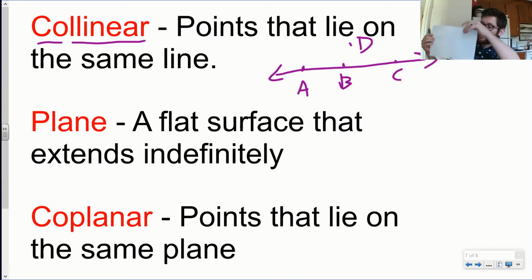Again, it would look something like this, where we end up with A, B, and C all being on the same plane. Now I could have an additional point. We'll say the tip of this pen would be a point. If I had an additional point out here, this would not be coplanar, because we've got points here and then one out here. So coplanar means they're all on the same plane.